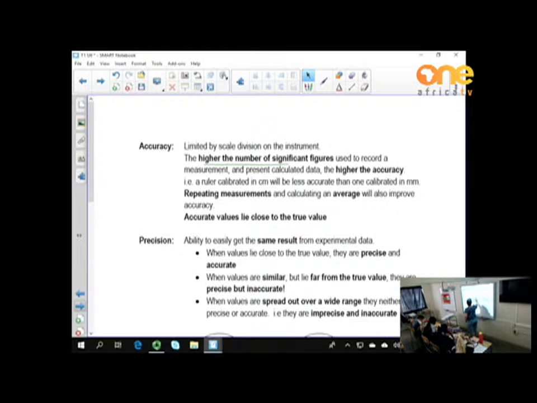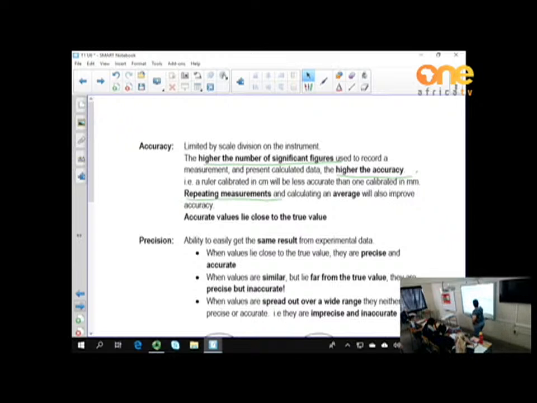They say the higher the number of significant figures used to record a measurement and present calculated data, the higher the accuracy. But remember, it is limited by the instrument. You cannot be more accurate than the instrument. That's impossible. Unless I have my ruler calibrated not in millimeters, but in tenths of a millimeter.